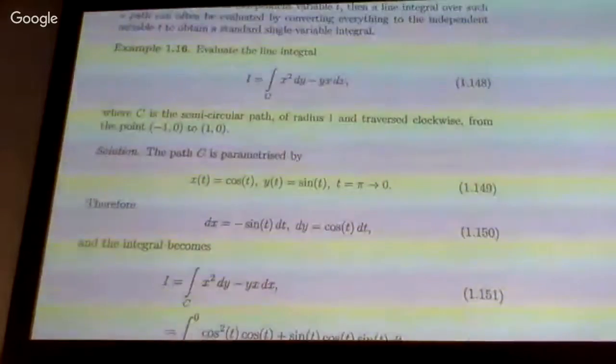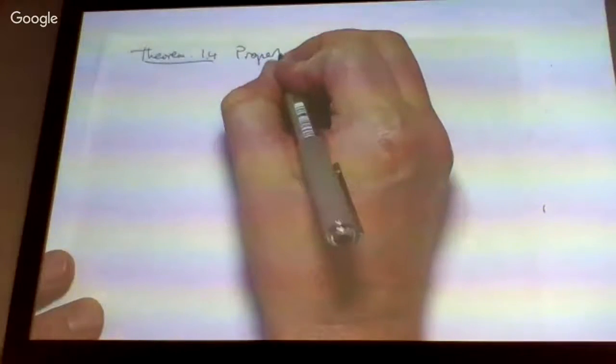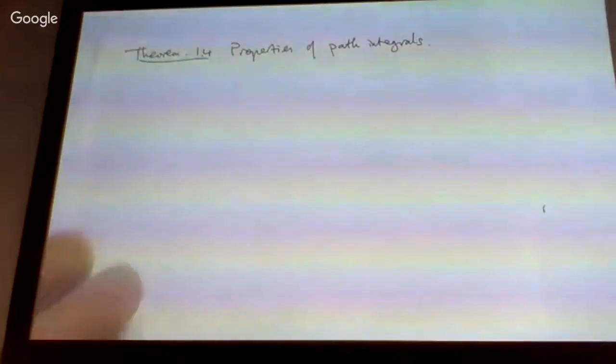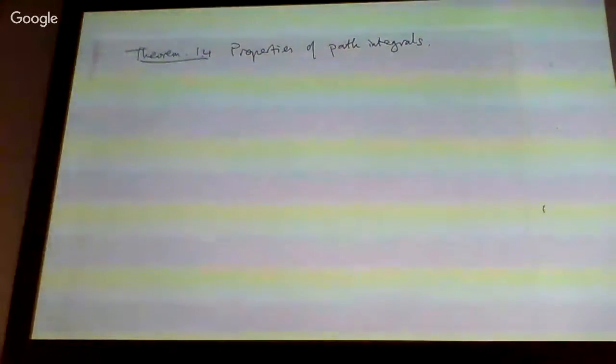Over the page, we've got some familiar properties that this new type of integration has. These are properties of path integrals. They're not new properties as such. They correspond either to the very same property that you're used to for one variable integrals, or they're the appropriate generalization of known properties of one variable integrals to these two variable linear differential forms.